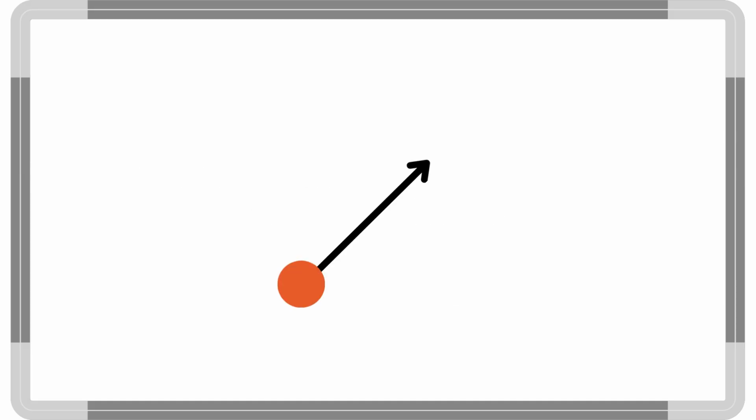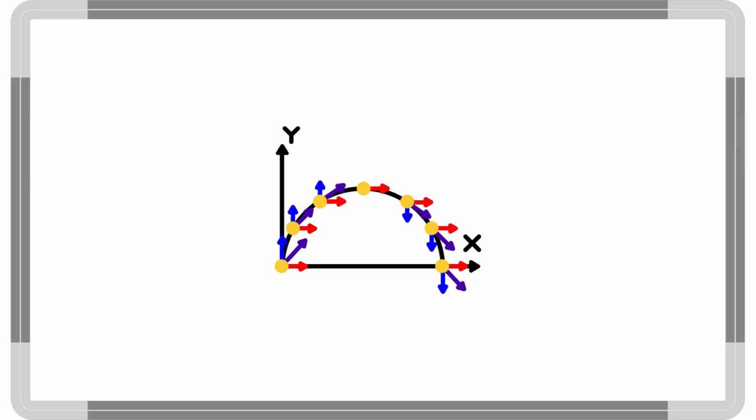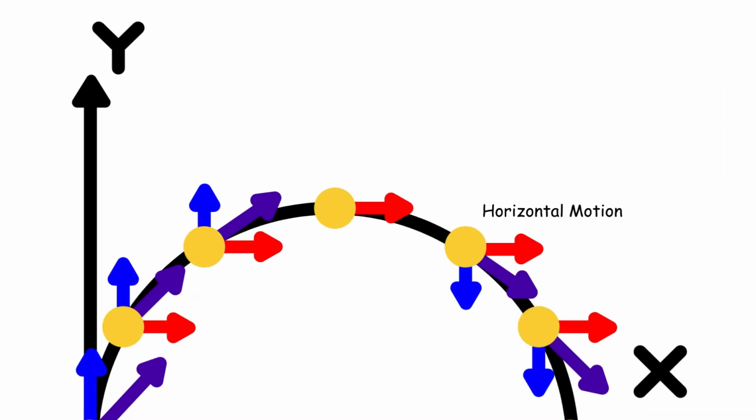Now, let's talk about projectile motion. Motion with both horizontal and vertical components. Imagine a ball launched from a cannon, moving in a curved path. Its motion can be split into two parts. The horizontal motion stays constant. The vertical motion accelerates downward due to gravity at 9.8 meters per second squared.